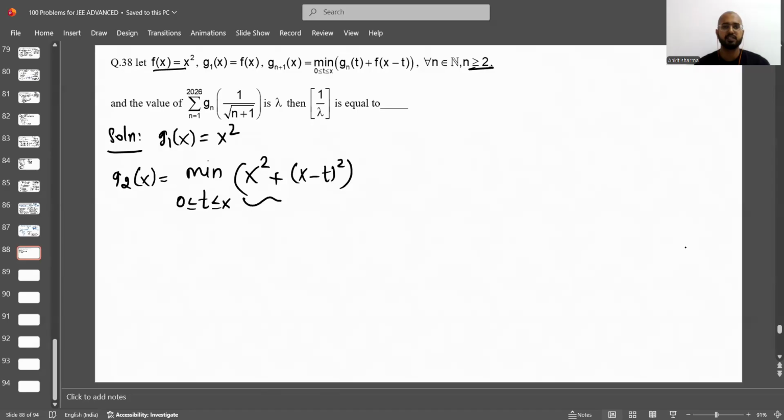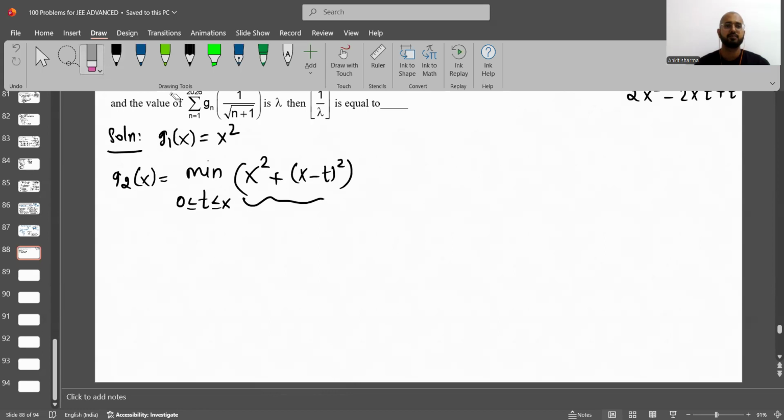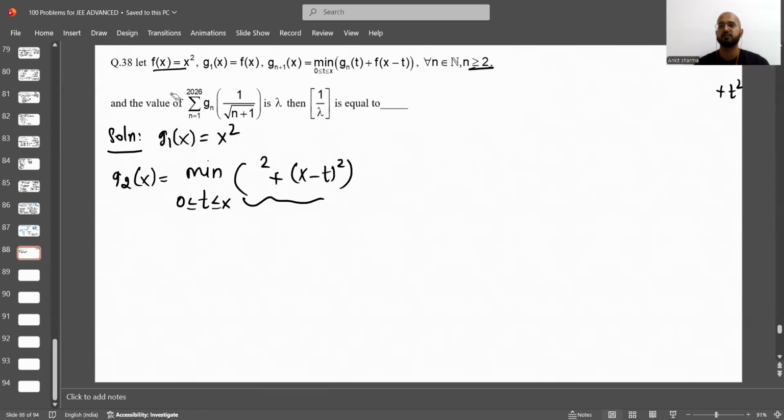So now I'll simplify this expression. So this is x square plus x square minus 2xt plus t square. This would be written as 2x square minus 2xt plus t square. Oh no, this is g of t basically. That means I have to write down here t square, not x square. Okay, strange. This is given to be g1 of t. So g1 of t is going to be f of t. f of t is nothing but t square.